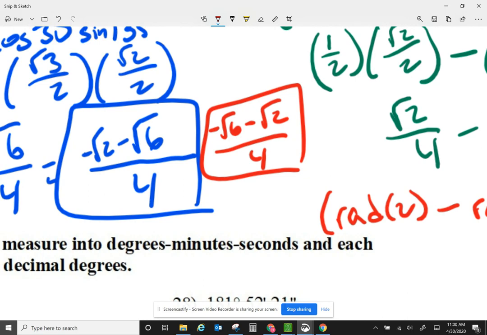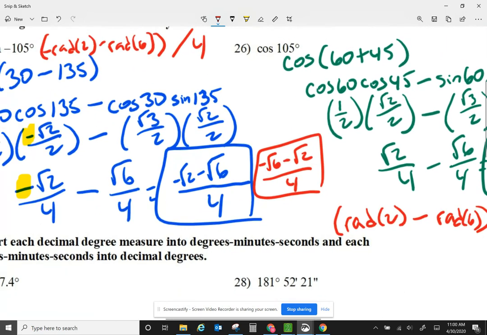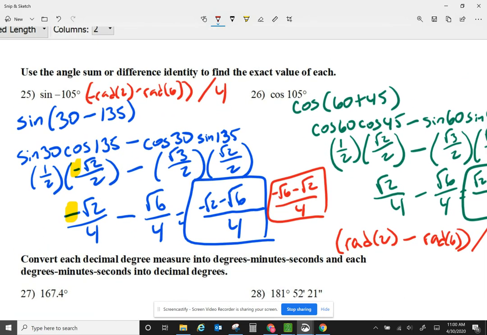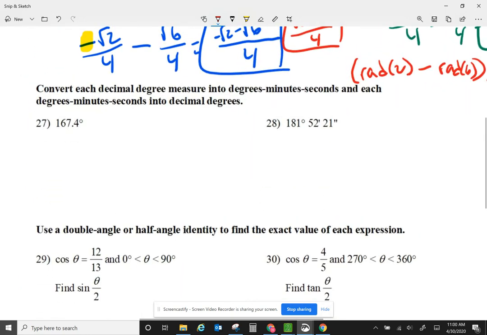Now, as for the order on the top, as long as you keep the signs, it's okay for you to move it around. Okay, so now let's review questions 27 and 28.